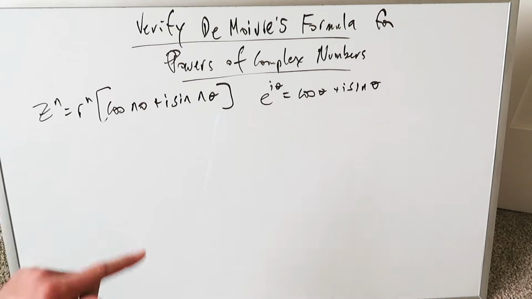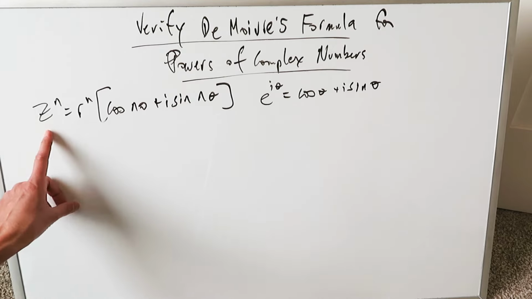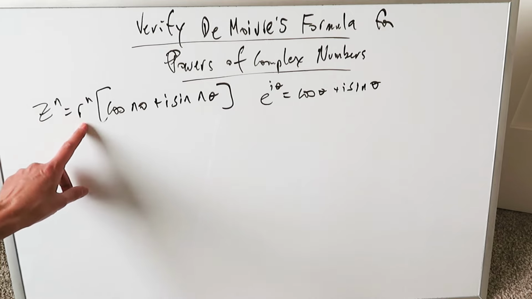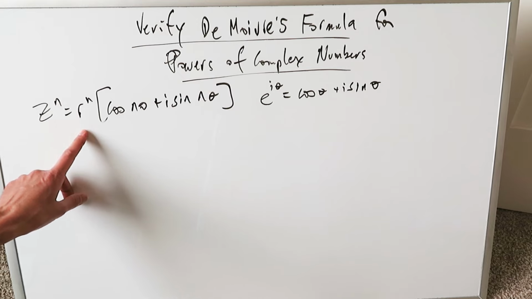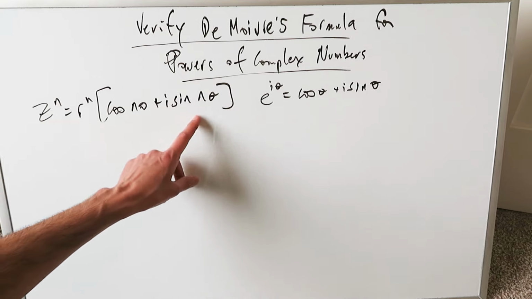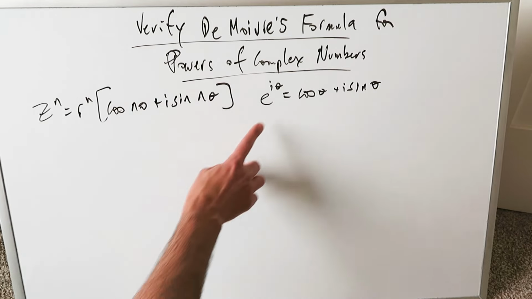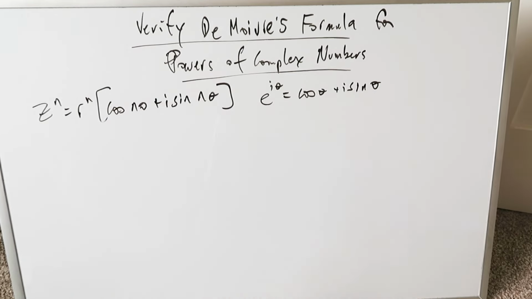We have to verify de Moivre's formula for powers of complex numbers. This right here represents de Moivre's theorem or formula, where you're looking at a power of a complex number. z to the power of n is equal to r to the power of n, your modulus to the power of n, and then the argument with the n applied: cosine n theta plus i sine n theta. Right here you're looking at Euler's identity or Euler's theorem.